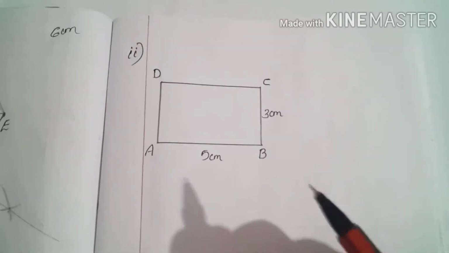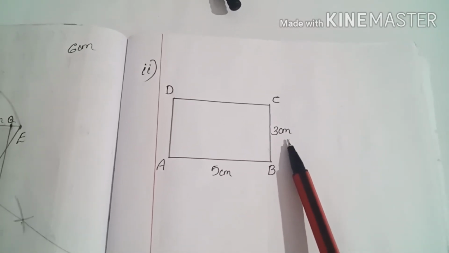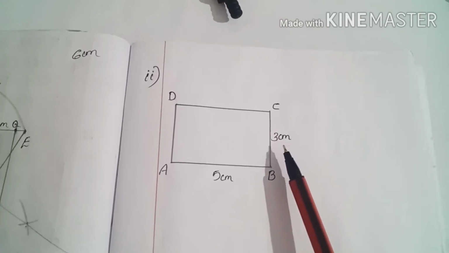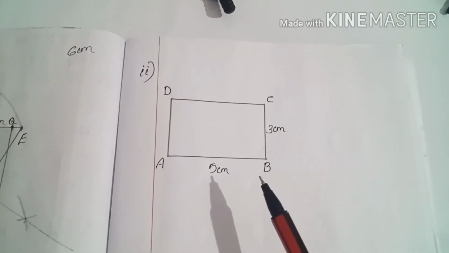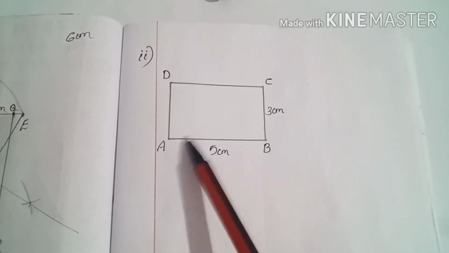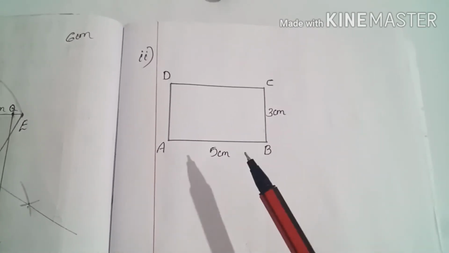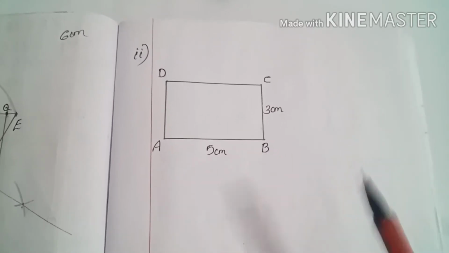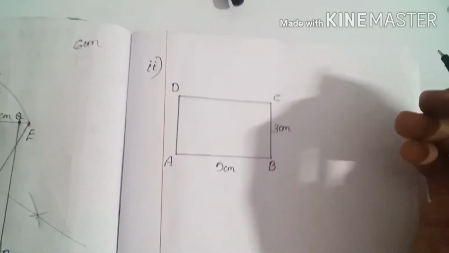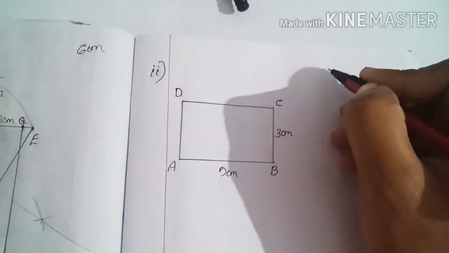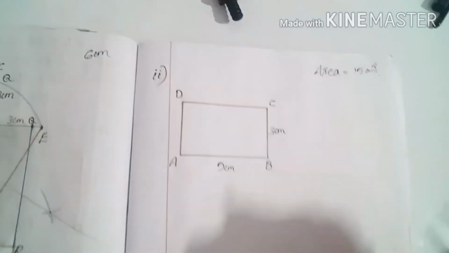Now the second sub question is, draw a rectangle of length 5 centimeter and breadth 3 centimeter. Now draw a square of the same area as this rectangle. We need a square with area 15 centimeter square. Here the area is 5 into 3, 15 centimeter square. The same area we must get for the square. So in order to get area 15 centimeter square, what will be the side of the square?